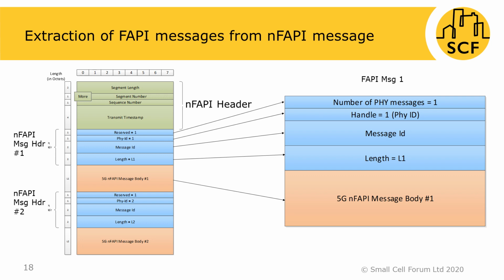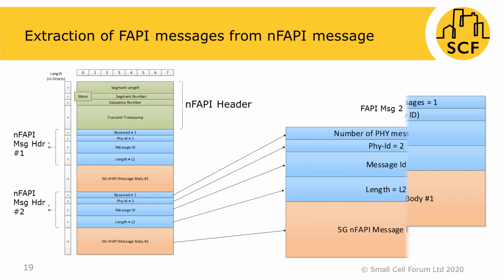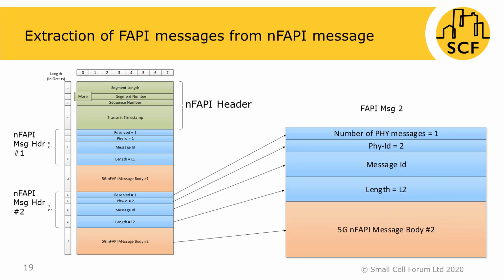If the message body happens to contain a FAPI message, then the extraction is exact. If it's an nFAPI message, then that extraction does not map to a FAPI message, but would contain an nFAPI message. And then the handle and message length fields of the header are the same as in FAPI. Similarly, a second nFAPI message can be contained, and the extraction for it would proceed along the same lines. The reserved field is always 1 in nFAPI. In this particular case, PHY ID, PHY instance 2 is targeted or originating, message ID, length, and then finally the body.